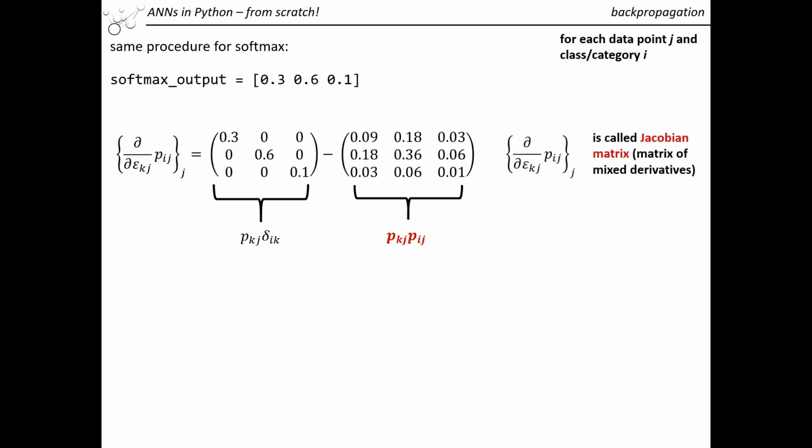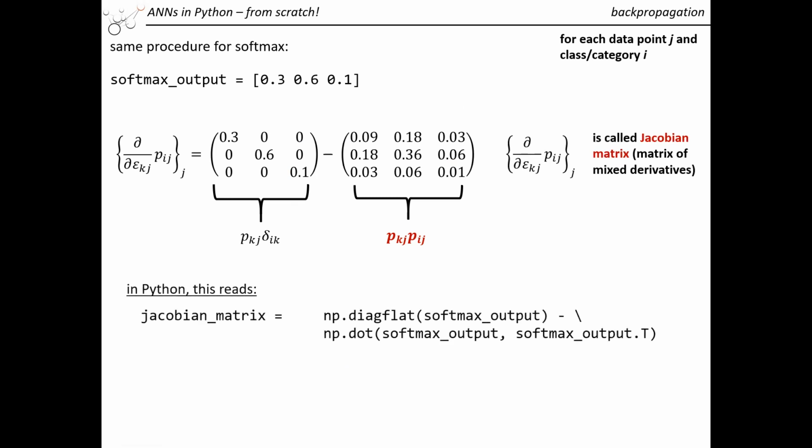This matrix has a name, by the way. It's a Jacobian matrix. Every time you have a square matrix of these mixed derivatives, it's called the Jacobian matrix. There's also a simple way to do this in Python. What we have to do now is convert our probabilities into a diagonal matrix where only the diagonal entries are non-zero. And there's a function for that in Python, it's called diagflat.